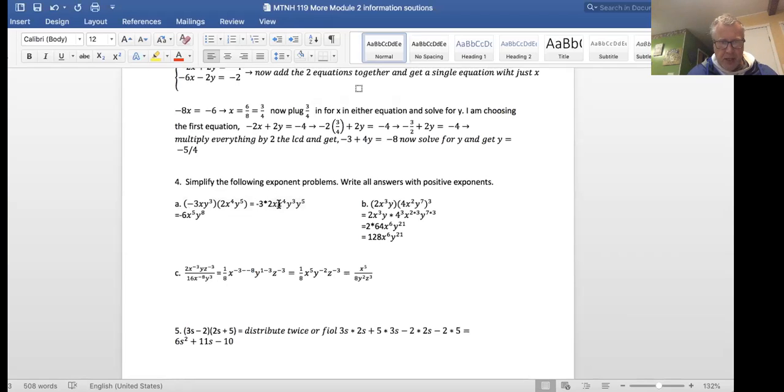Grouping the x's, x times x to the fourth. Remember, when we have two things we're multiplying with the same base, we add the exponents. That gives us x to the fifth. And then y to the third times y to the fifth gives us y to the eighth.